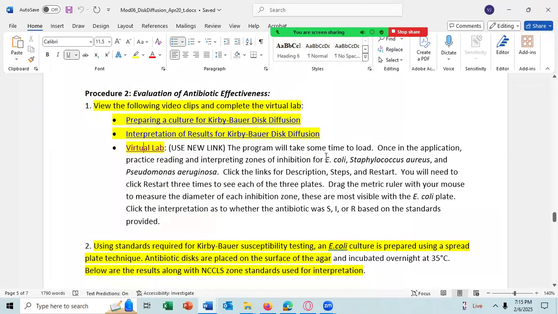Using the standards required for the Kirby Bauer susceptibility testing, an E. coli culture is prepared using a spread plate technique. Antibiotic discs are placed on the surface of the agar. The agar is incubated overnight at 35 degrees. Below are the results for the NCCLS zone standards used for interpretation.